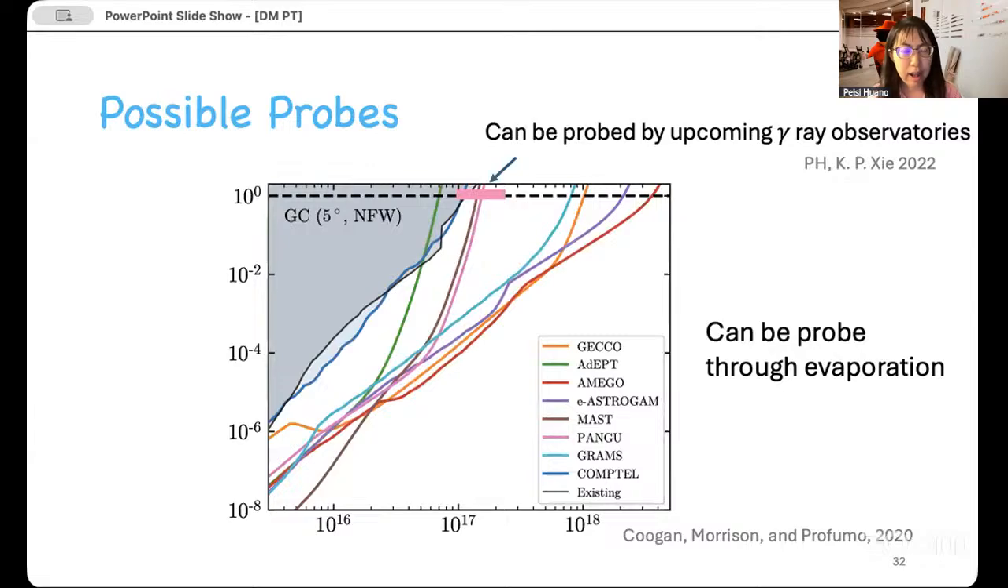And this time we also have primordial black holes, so we can probe them through Hawking radiation with the upcoming gamma ray observatories. Here in this work, the authors calculate the sensitivity of using the future gamma ray observatories to probe primordial black holes. And for us, we expect a signal in this pink band, so they can be probed by upcoming gamma ray observatories.